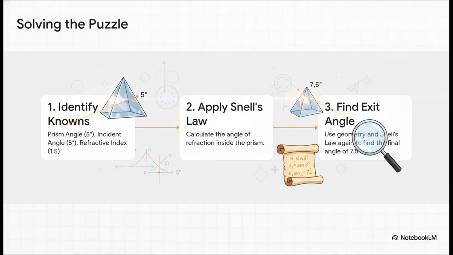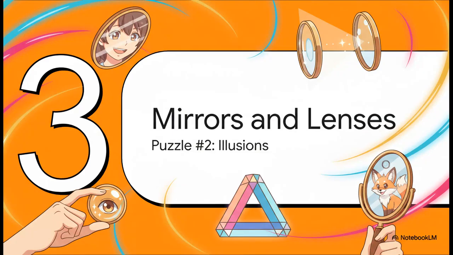Well, first, we apply Snell's law right as the light enters the prism. That tells us how much it bends inside. Then, we use a little basic geometry to figure out the angle when it hits the second side. Then, you guessed it, we use Snell's law one more time as the light leaves. And boom, we get our answer, 7.5 degrees. It's just a logical, step-by-step process. All right, so we've mastered bending light. Let's move on to our next puzzle: how mirrors and lenses use these very same rules to create images, or some pretty convincing illusions.